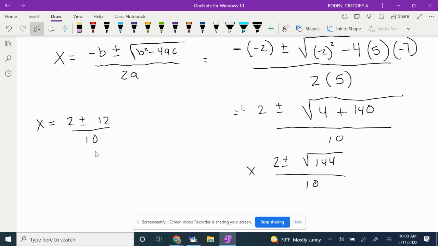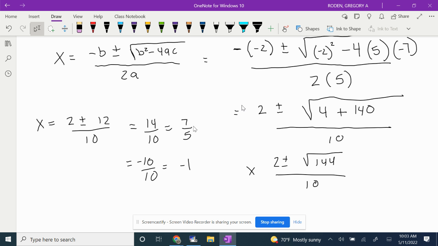Now, if you want to kind of just do it this way, remember what's plus or minus? You're going to add once and you're going to subtract once. Guys, what's 2 plus 12? So this is going to be 14 over 10, which reduces to what? 7 over 5. We already have that answer. Then we're going to take 2 minus 12. What's 2 minus 12, class? Negative 10 over 10. And what is negative 10 over 10?